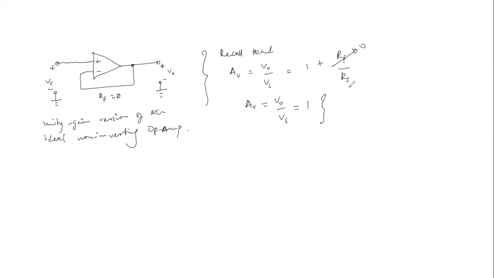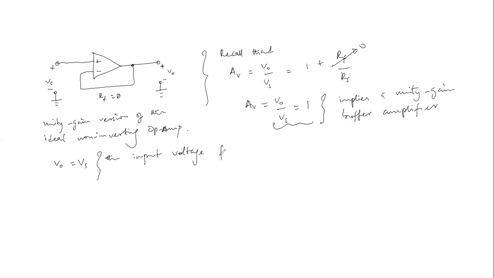And this, therefore, implies a unity gain buffer amplifier. So from this analysis, it means that V naught is the same as V sub S, which implies that the input voltage follows the output.